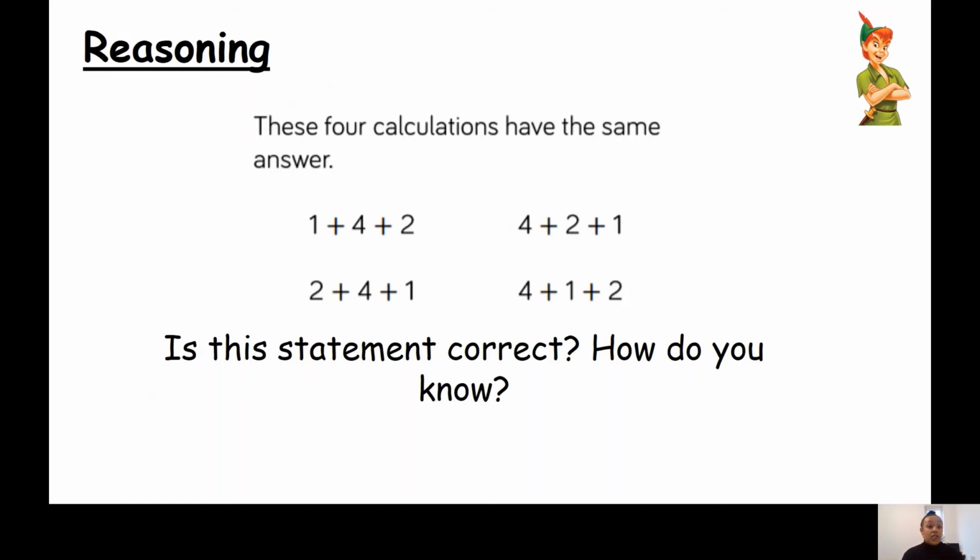And this is your reasoning task. I'm going to read it out for you. These 4 calculations have the same answer. Is this statement correct? Do they all have the same answer? How do you know? I would like you to use Prove It Peter, please, to answer today's reasoning tasks.